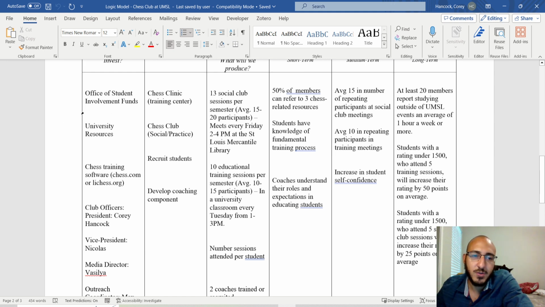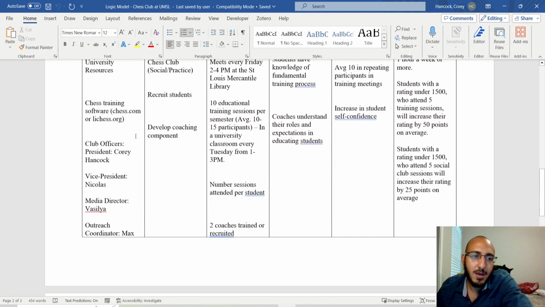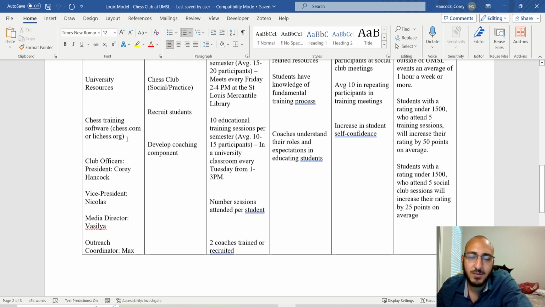General university resources, I kind of chop this under the umbrella of having access to different classrooms, projectors, different materials, what have you. For us, right now, we meet in the St. Louis Mercantile Library, so we utilize their resources on a weekly basis. There's also chess training software that's available online, so mostly chess.com and Lichess is what people use.